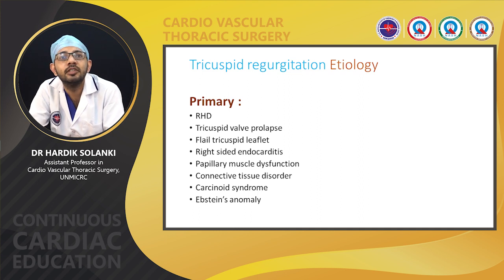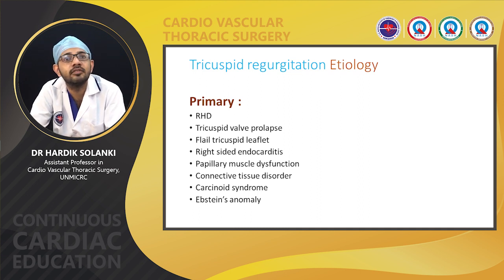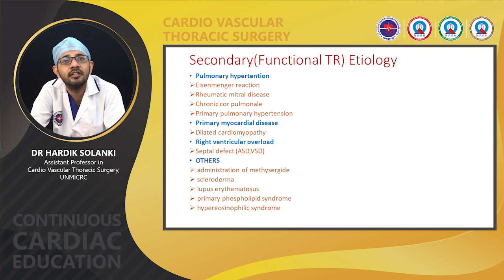This is the etiology of tricuspid regurgitation, as we have said. Primary causes: rheumatic heart disease, tricuspid valve prolapse, flail tricuspid leaflet, endocarditis, papillary muscle dysfunction, connective tissue disorder, carcinoid syndrome and Ebstein anomaly. Secondary TR can occur due to any cause that leads to LV dysfunction or pulmonary arterial hypertension, and in patients with left to right shunt, ASD, VSD. That's all.